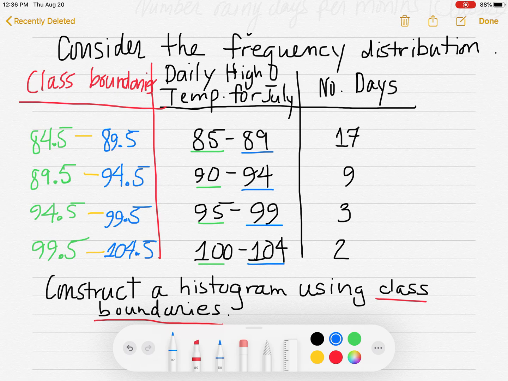So if you had 94.47, it would still be in the second class. But as soon as you hit 94.5, it's going to go in the third class. Okay. That's when you're dealing with continuous data. It's generally a good idea to use the class boundaries when you're constructing your histogram.